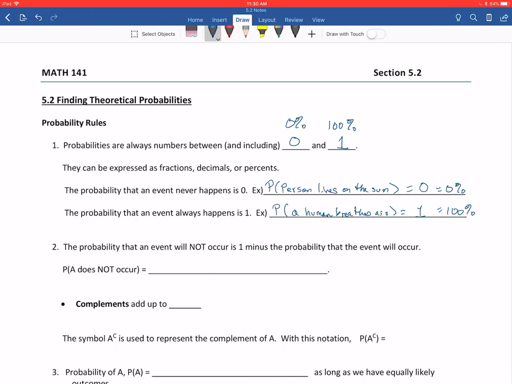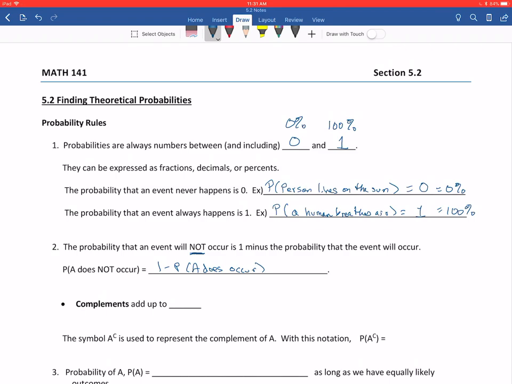The next probability rule is the probability that an event will not occur. Sometimes you want to switch the idea around and not say what's the probability it will happen, but maybe you're interested in the probability that it will not happen. You can calculate that by doing 1 minus the probability that it will occur. So in notation, the probability that A does not occur is the same thing as 1 minus the probability that A does occur. So you can do that calculation if your question requires it.